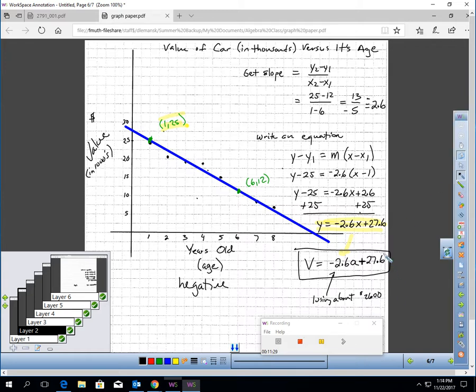Look at the y-intercept, 27.6. My graph looks like it's almost right there. What does that mean? That means when you have a brand new car at age zero, a brand new car is about $27,600 in cost. That's what the y-intercept's telling me in this equation. I'm going to pause the video here. If you have questions, make sure you ask in class.